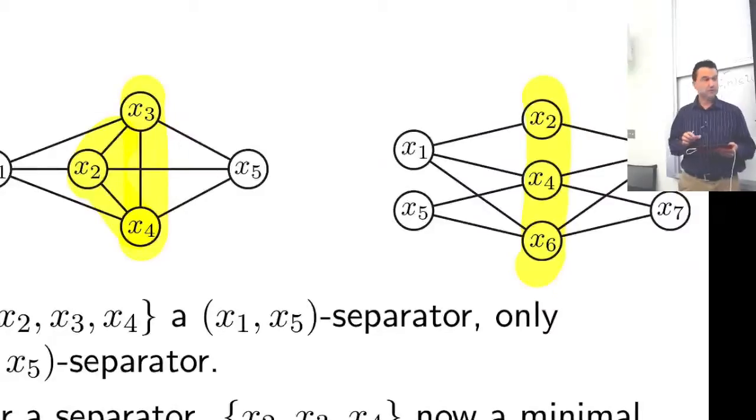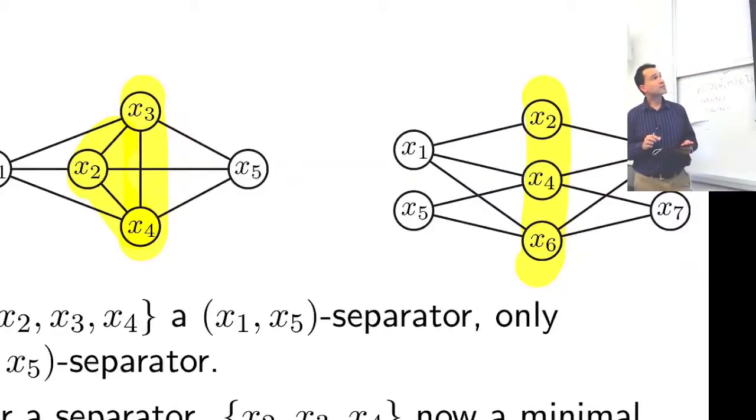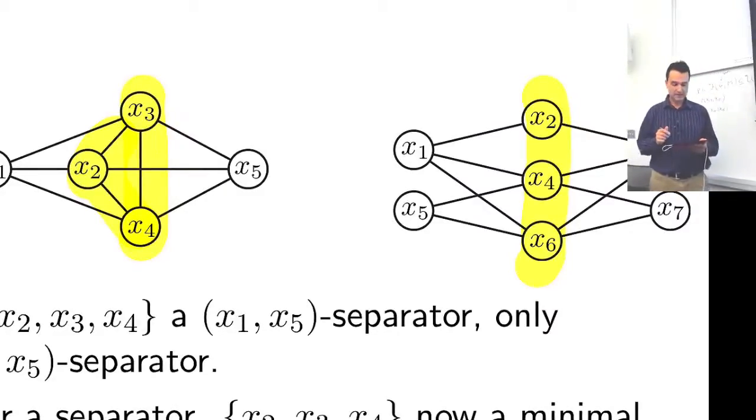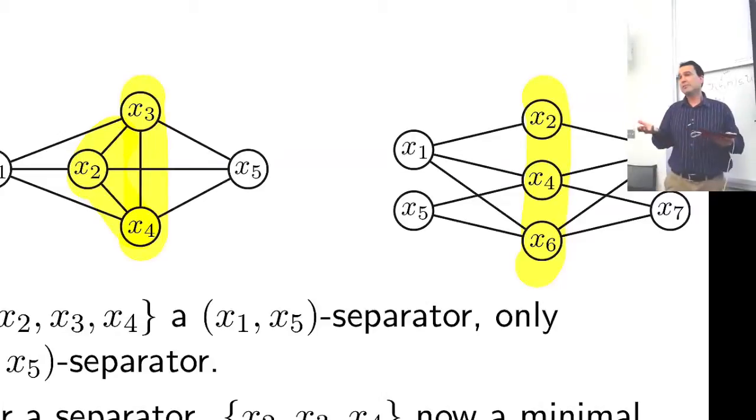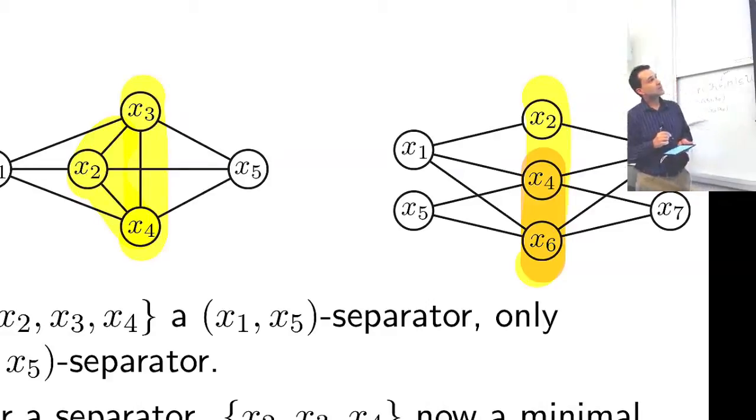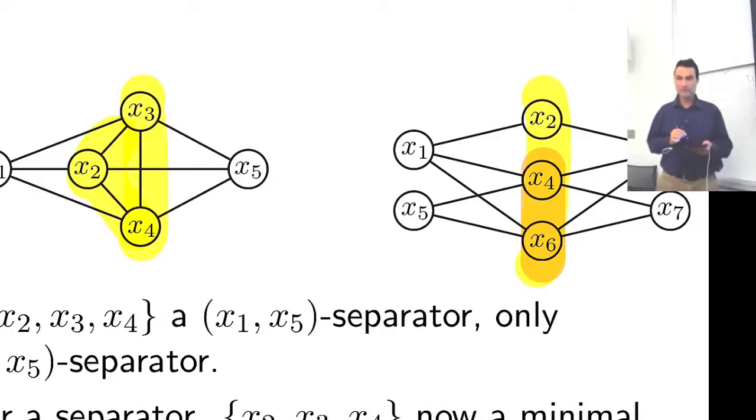So let's zoom in on this one. x2, x4, x6 is a minimal x1, x3 separator. But can there be one minimal separator which is a subset of another minimal separator? The answer to that question is yes, because x2, x6 is a minimal separator for x5, x7. Okay?